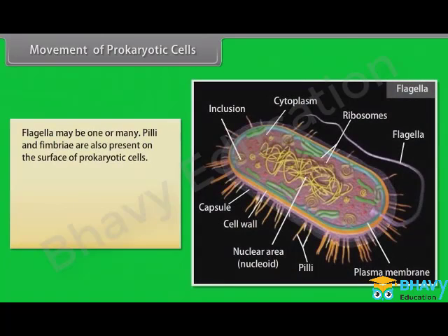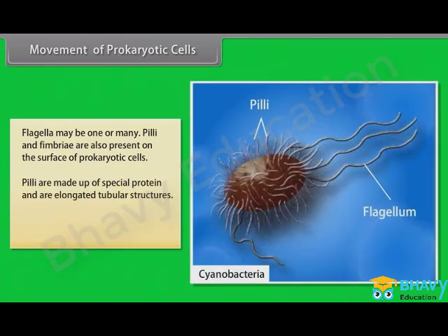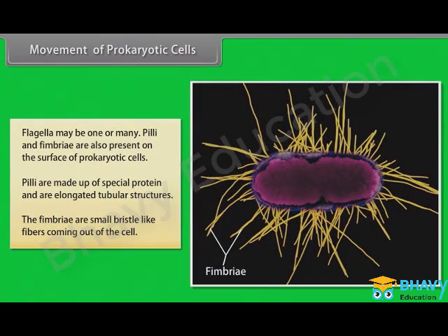Flagella may be one or many. Pili and fimbriae are also present on the surface of prokaryotic cells. Pili are made up of special protein and are elongated tubular structures. The fimbriae are small bristle-like fibers coming out of the cell.